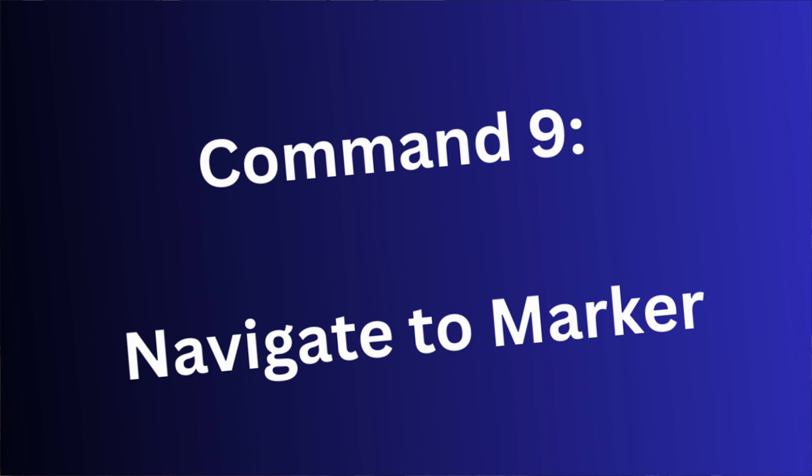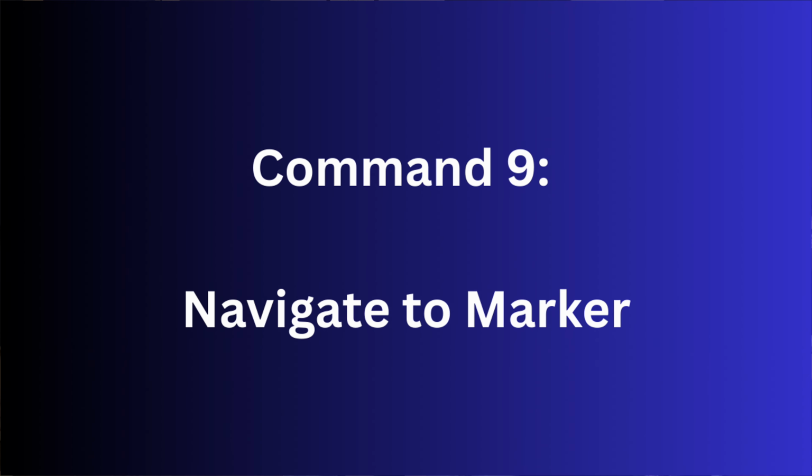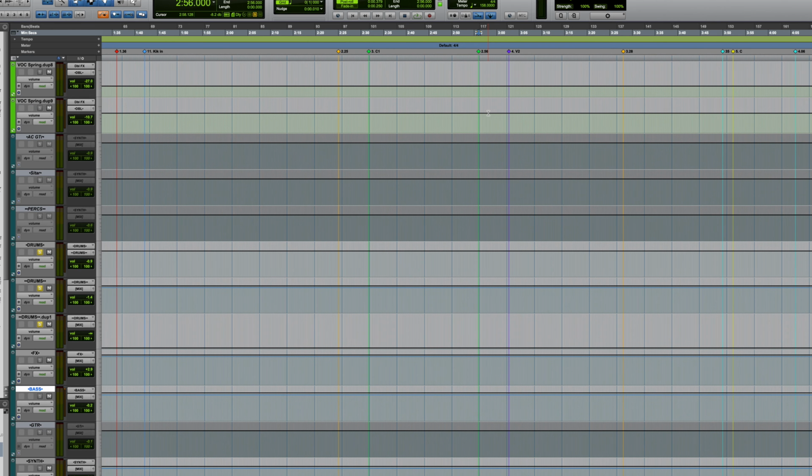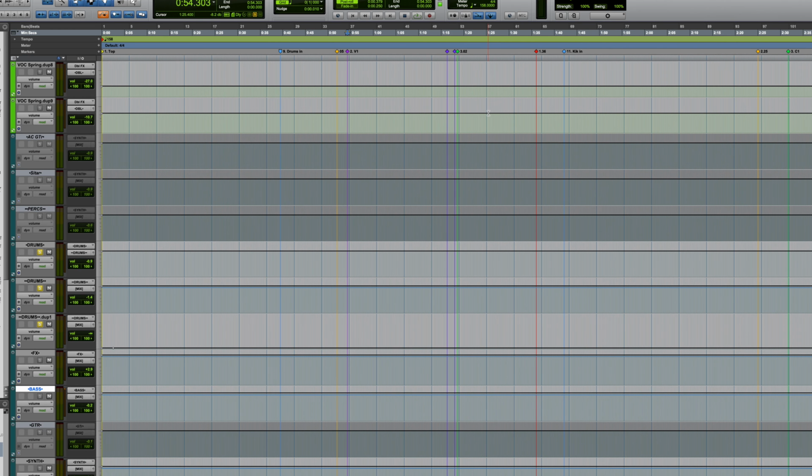Navigating to markers. This one is really a good one to instantly go from one spot in the song, in your session, to another one. It utilizes the number pad shortcut: period, number, and period. So having a few of those numbers set up that you commonly use is just a huge time saver. You can just jump to the section you want, to the specific markers.